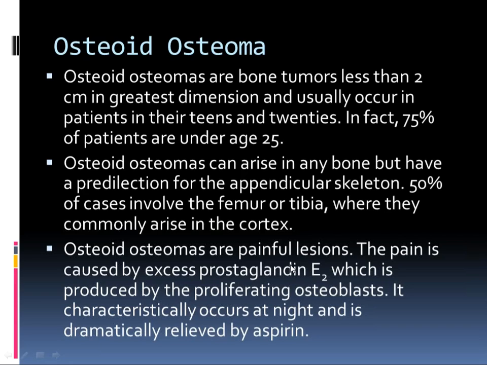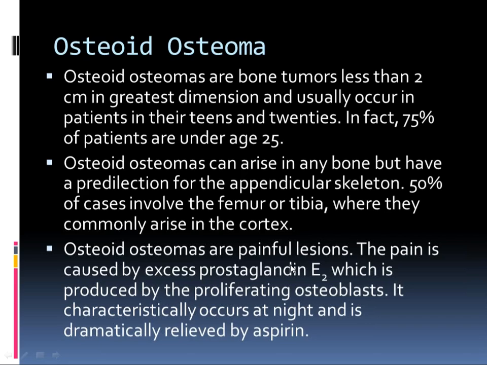Osteoid osteomas can arise in any bone but have a predilection for the appendicular skeleton. 50% of the cases involve the femur or tibia, where they commonly arise in the cortex. Osteoid osteomas are a painful lesion. Even though it's benign, it's painful. The pain is caused by excessive prostaglandin E2, which is produced by the proliferating osteoblasts.